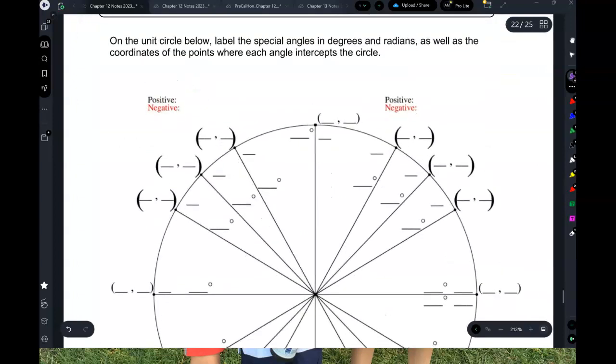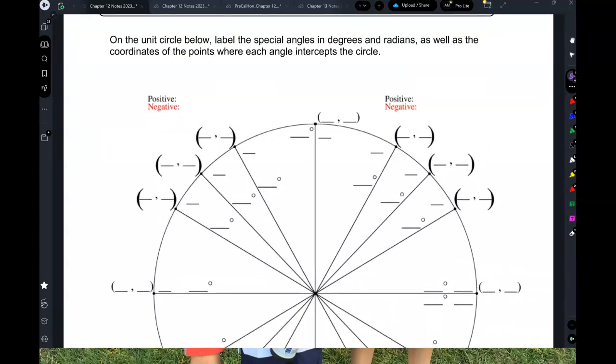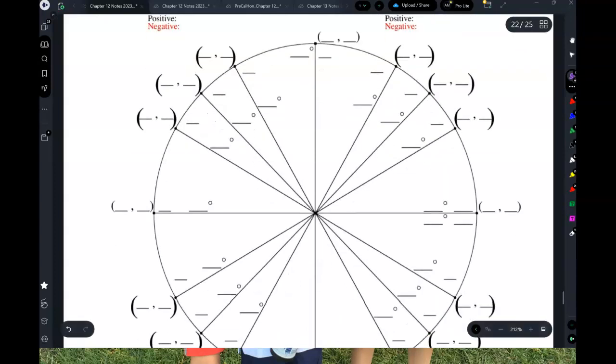Okay, so let's take a look at this. So for the 30-60 triangle, for the 30 or the 60s, your sides are only either a half or root 3 over 2. Those are the only lengths you're going to go. Okay, so let's color code this.